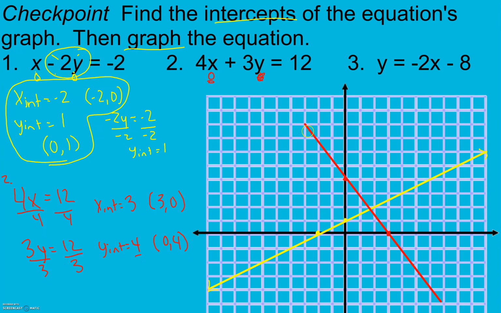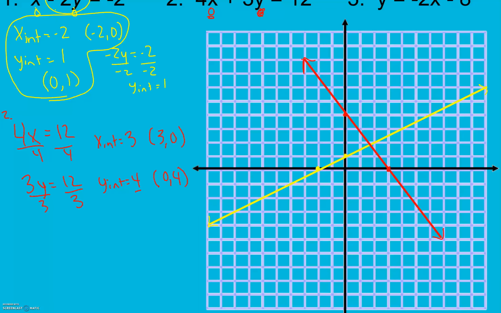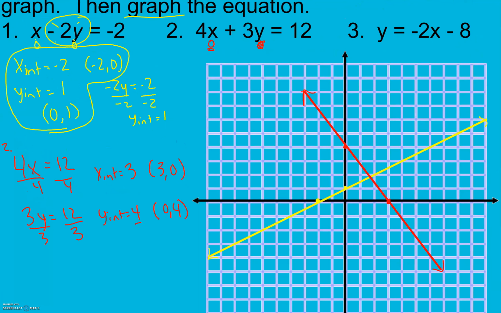And arrows to show it continues. Number 3 here. To find my x-intercept, I plug a 0 in for y and solve. So I have 0 equals negative 2x minus 8. Add 8 to move it to the other side. Now divide, and my x-intercept is negative 4, or the point negative 4 for x, y is 0.